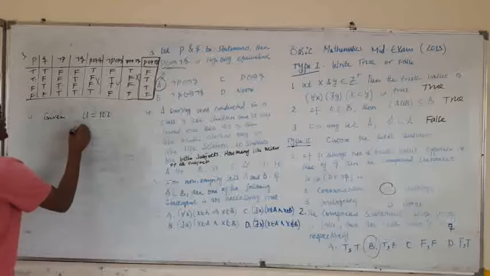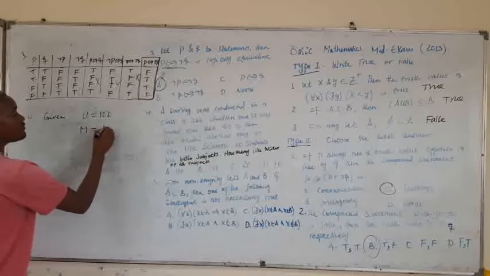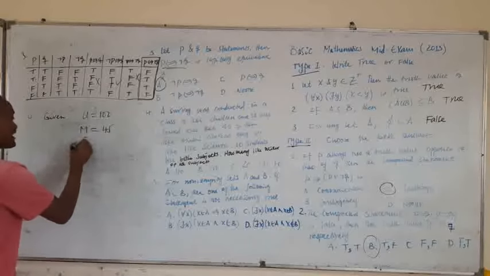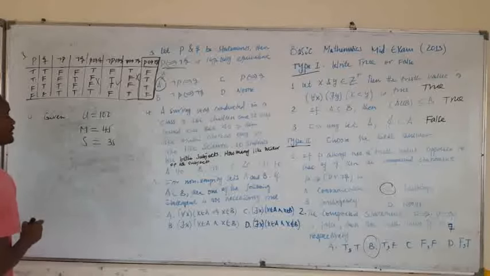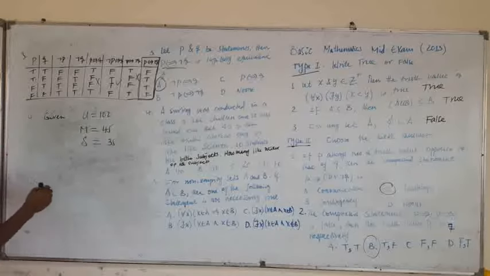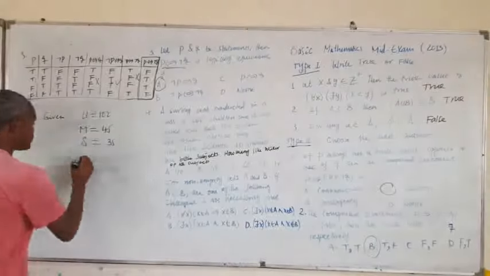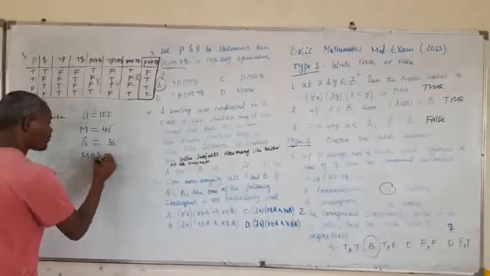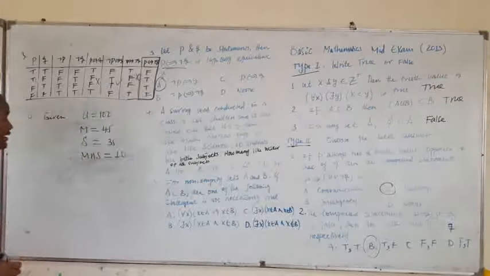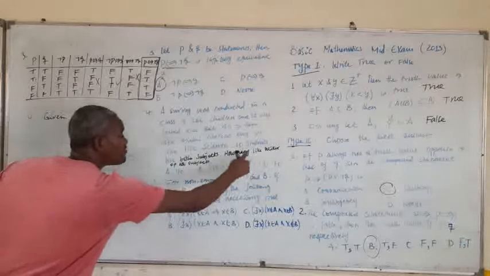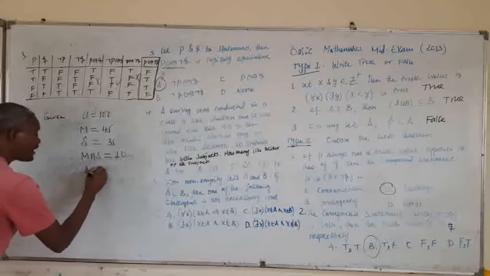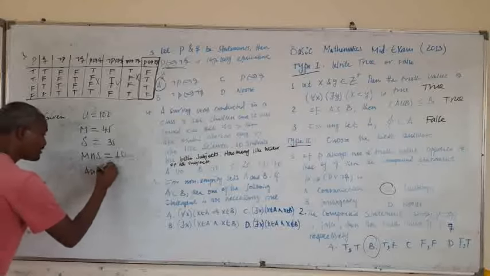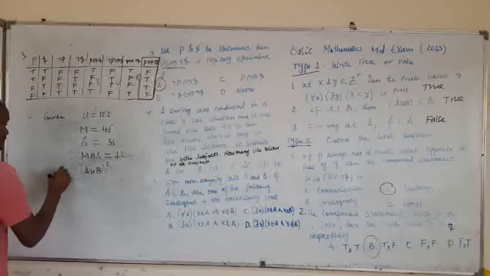Those who like maths are 45, those who like science are 35, and those who like both maths and science are 10. So how many like neither of the subjects? Our target required is A union B complement.